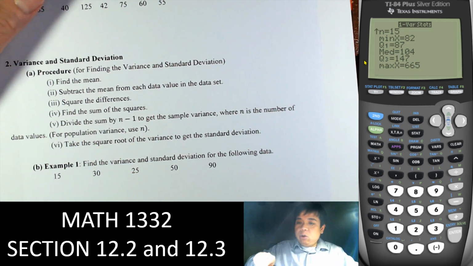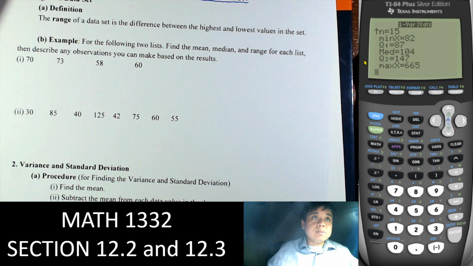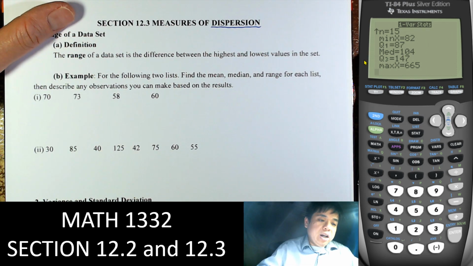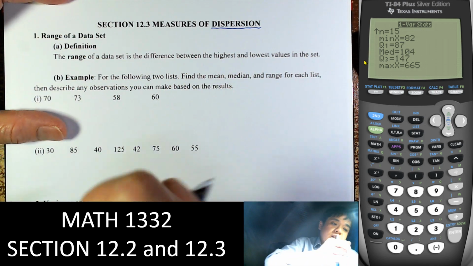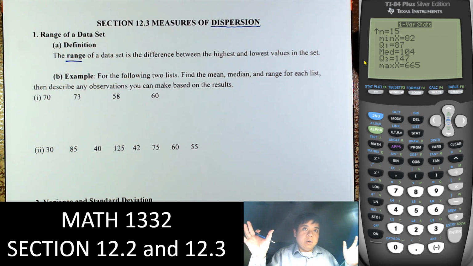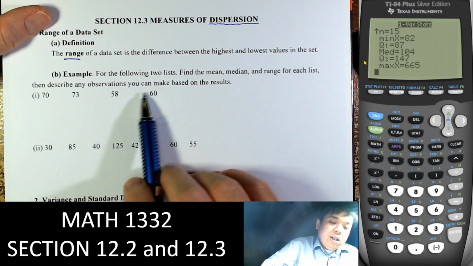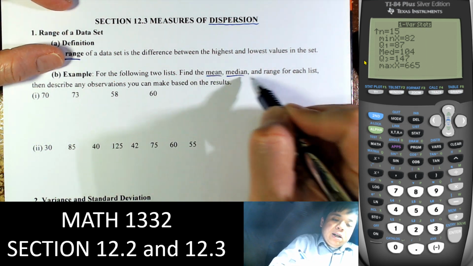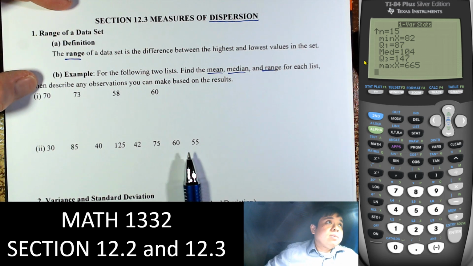Now we go to the measure of dispersion, how the data spread out. The range of data is the difference between the highest and the lowest. So we just check the highest and the lowest and determine the difference between them. That tells us how far the data spread out. Now here's an example: for the following data, find the mean, the median, and the range of the list. Right, the mean.